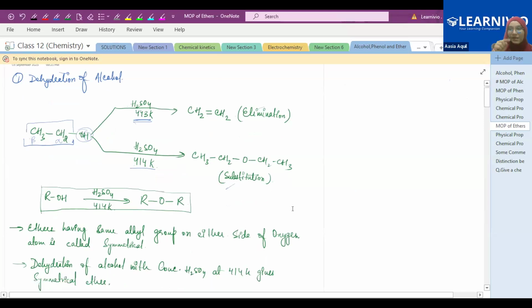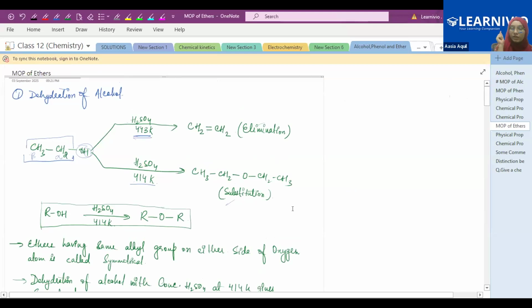Yeah, so just learn the temperature. 443 Kelvin: if the reagents are the same, H2SO4 plus 443 Kelvin, here elimination will happen. Elimination happens at high temperature and you will get the alkene. But if the temperature is 414 Kelvin, in this case you will get the substitution product.